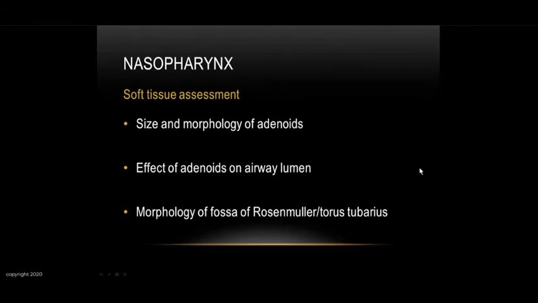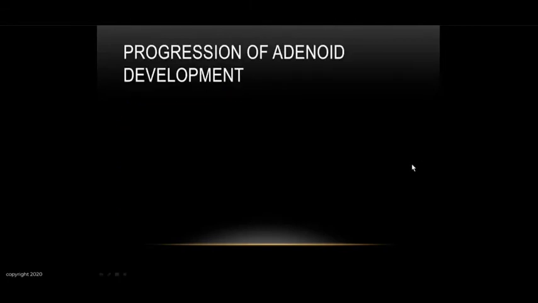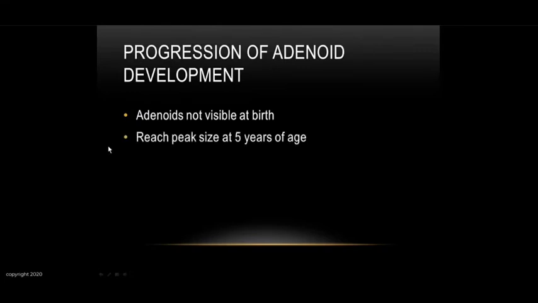And in my world, I deal with cone beam CT, so I see the soft tissue, but I don't get to characterize the soft tissue. Of course, you have the advantage of being able to characterize whatever soft tissue is in this area. So the progression of adenoid development: they're not visible at birth. They reach peak size at 5 years of age.